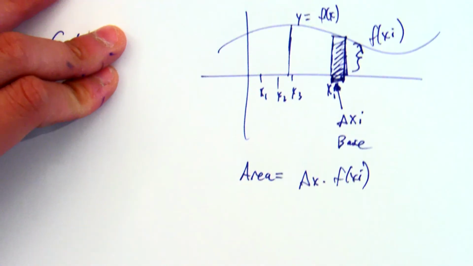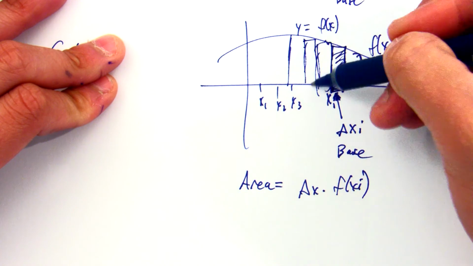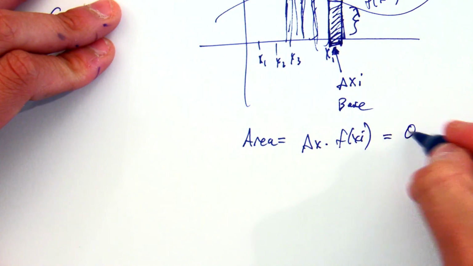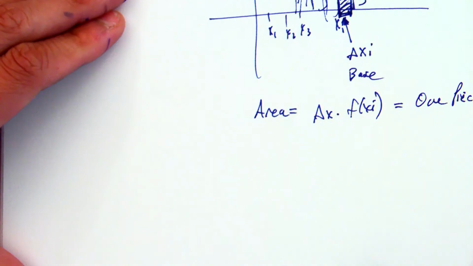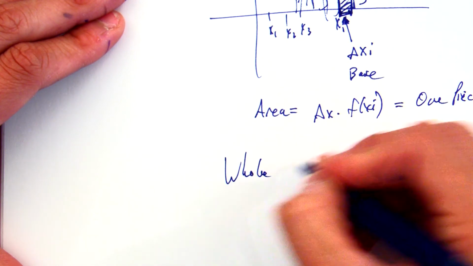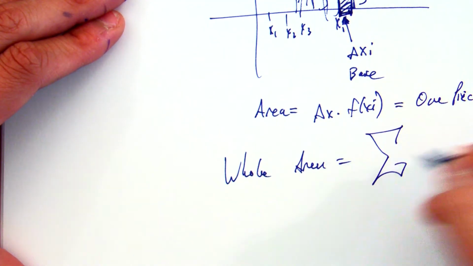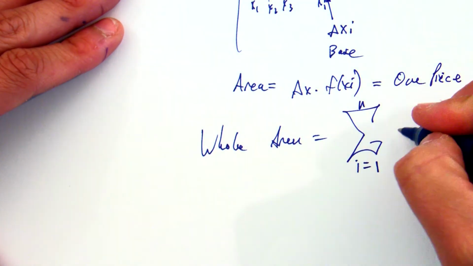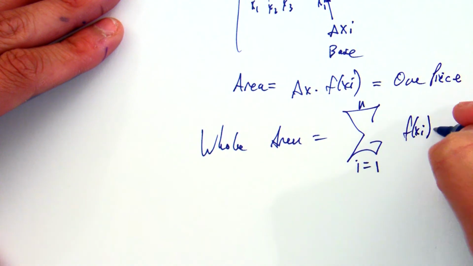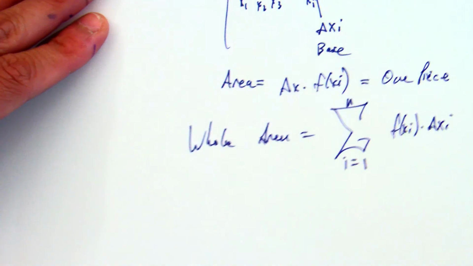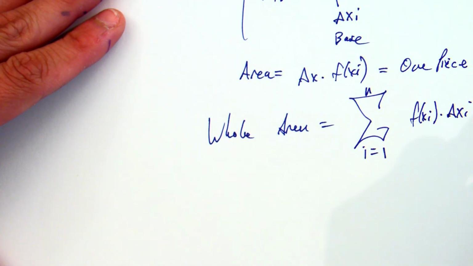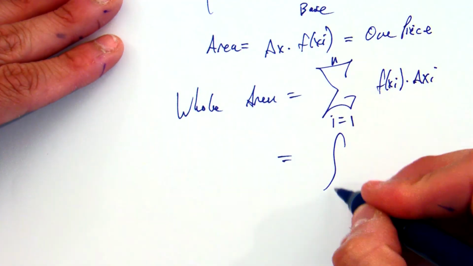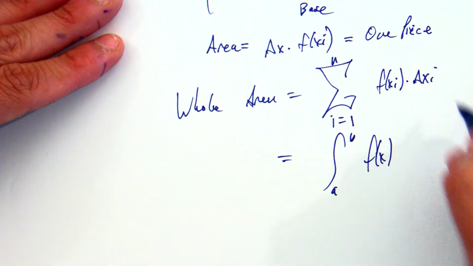And you say, well, that's one piece. How do we find all of the pieces? Well, this is the area of one piece, right? If I want the whole curve, let me write the whole area. We use a sum, right? It's i that goes from 1 to n of f of xi times delta xi. And then we just rewrote this as the integral, and this was basically the integral from a to b of f of x dx.